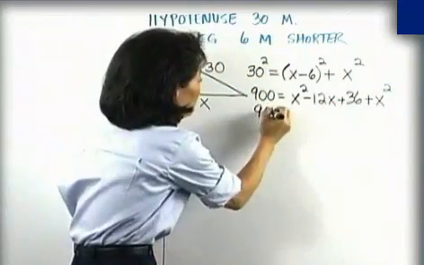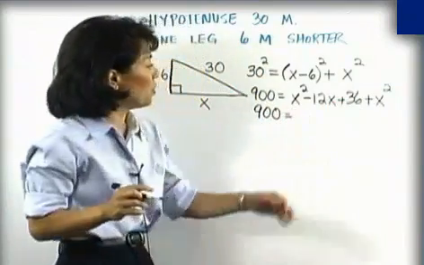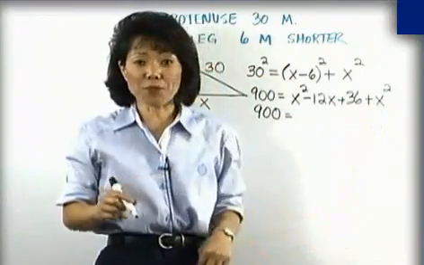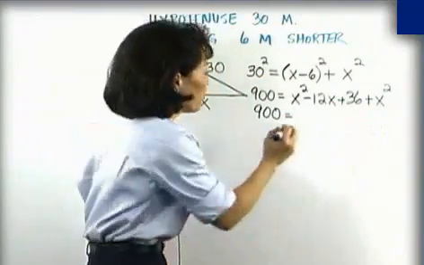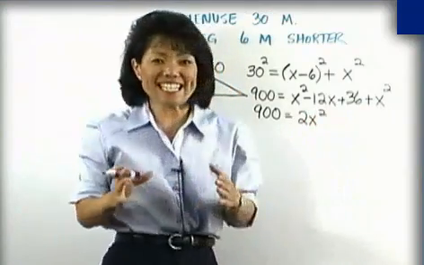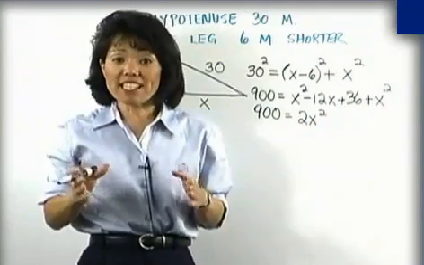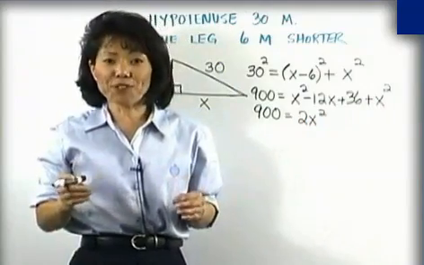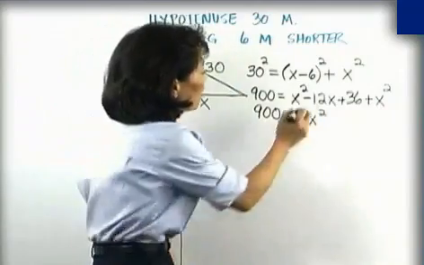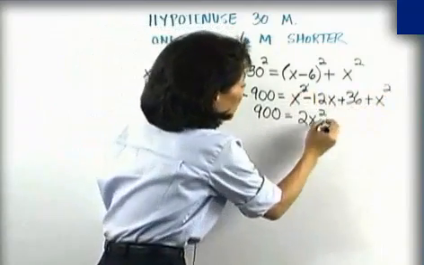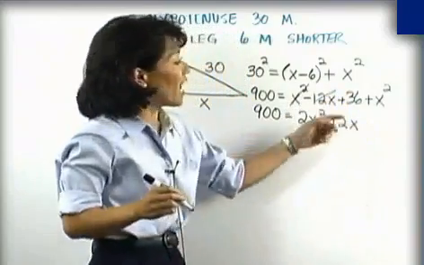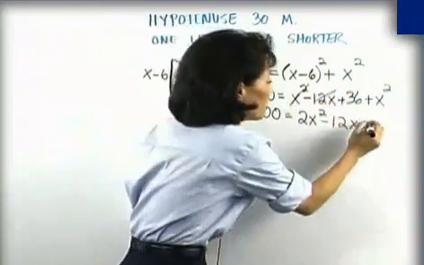I've got 900 is equal to, on the right-hand side, x squared plus x squared, 2x squared. And now what I'm going to do is write this in descending order. Remember, descending order is writing the variables from the highest power down to the lowest power. So my next power, I've used these x squareds, I have a negative 12x. And then finally, I have a plus 36 there at the end.